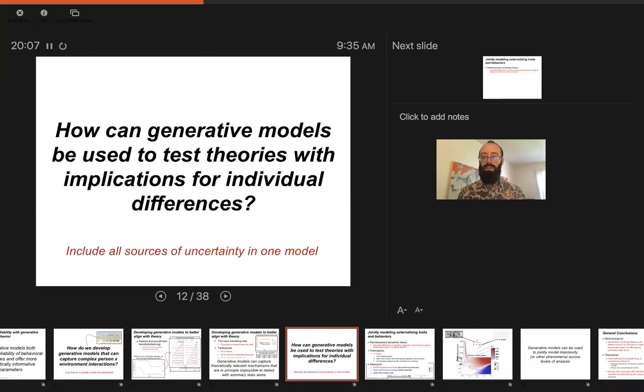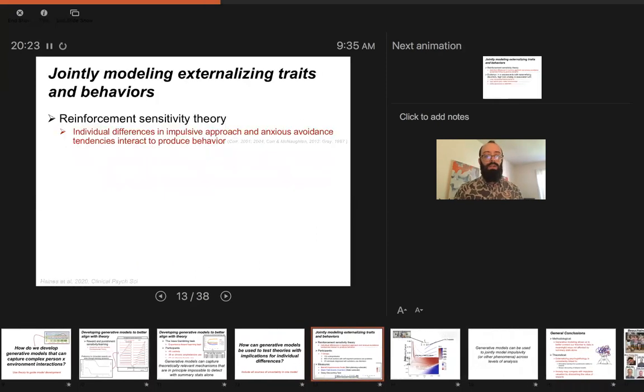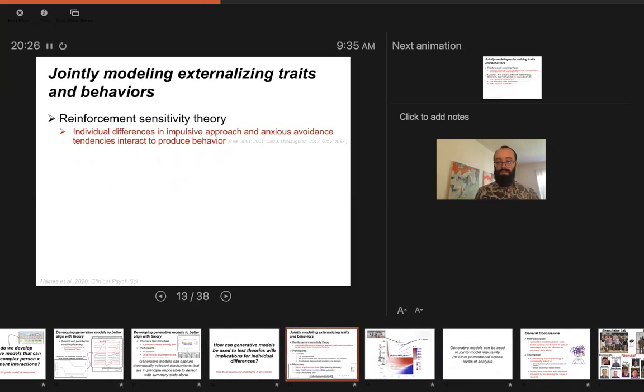And so one of the ways that I think we can approach this question, and I'll demonstrate this in the next study, is that we can include all of this information into a single model so that we can estimate relationships between traits and behavioral mechanisms simultaneously in a way that respects our theories. And the theory that motivated this last study that I'll talk about is called reinforcement sensitivity theory. The description sounds kind of complicated, but it's actually quite simple.